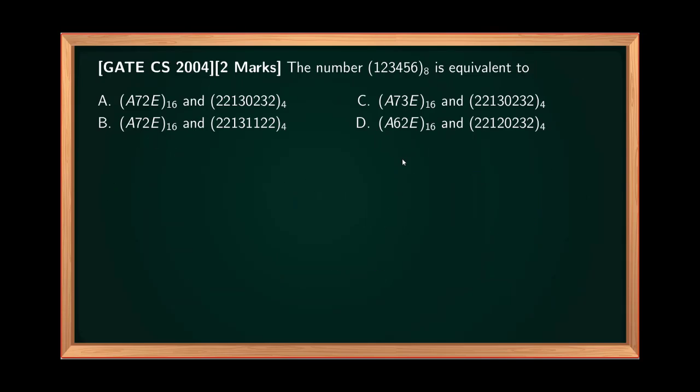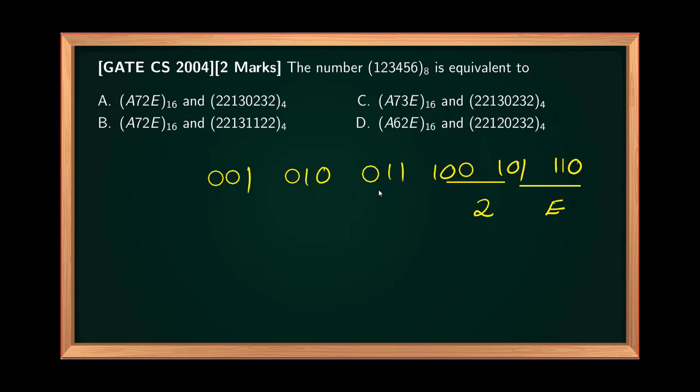The given number 123456 base 8 can be written in binary format. 6 corresponds to 110, 5 to 101, 4 is 100, 3 is 011, 2 is 010, 1 is 001. To identify the hexadecimal equivalent, branch 4 digits at a time. 1110 is E hexadecimal, 0010 is 2 hexadecimal, 0111 is 7 hexadecimal, 1010 is A hexadecimal. To convert into base 4 equivalent, we have to branch 2 digits at a time.